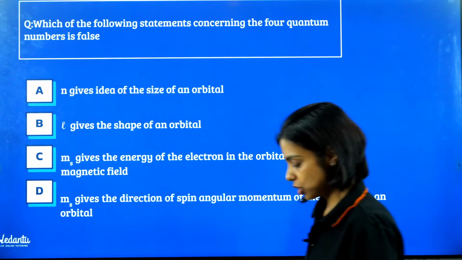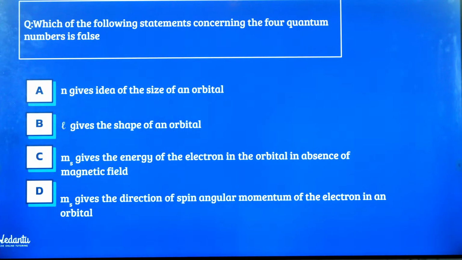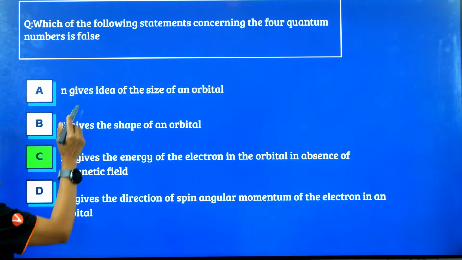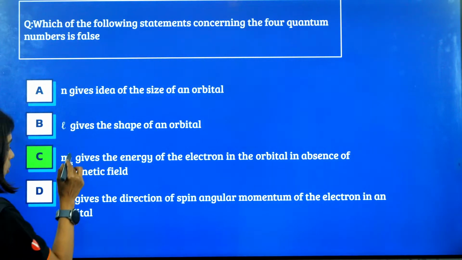Now the next question, let's have a look. Which of the following statements concerning the 4 quantum numbers is false? N gives you the idea of size, L gives you the shape, M gives you the energy of the electron in the orbital, MS gives you the direction of spin angular momentum of the electron. So which is not correct as per you? Of course, the N value tells you about the energy.